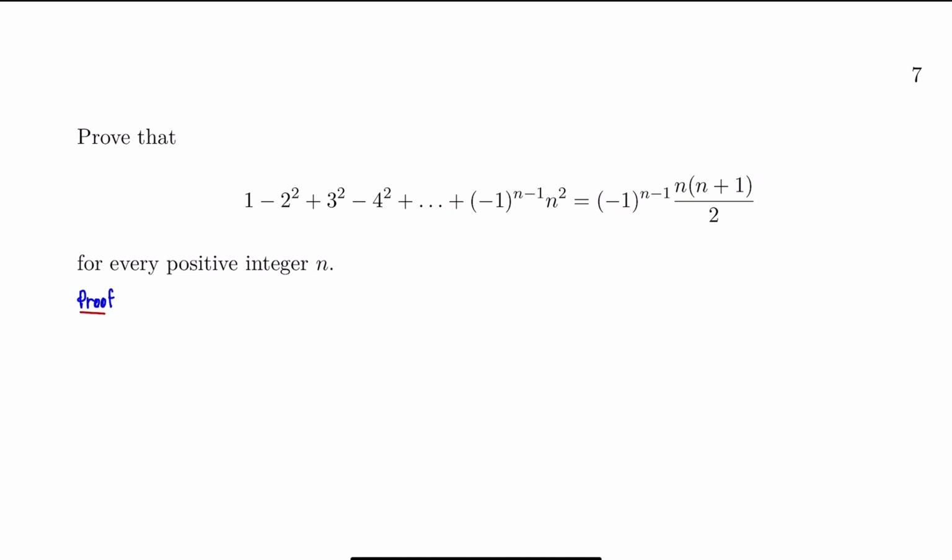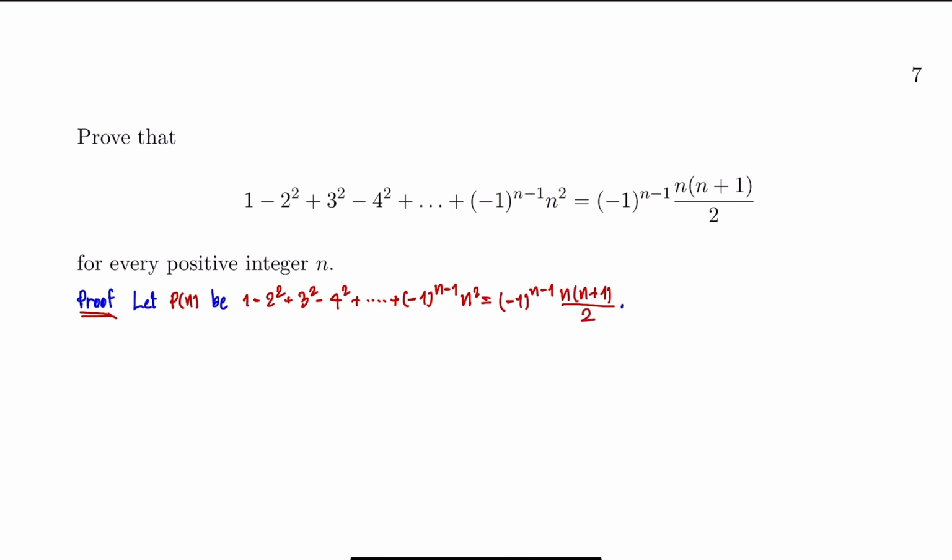So we are going to use mathematical induction to prove it. And the first thing I want to do is to let P(n) be this statement: 1 minus 2 squared plus 3 squared minus 4 squared plus, all the way to plus (-1)^(n-1) n squared, equals (-1)^(n-1) times n(n+1)/2.